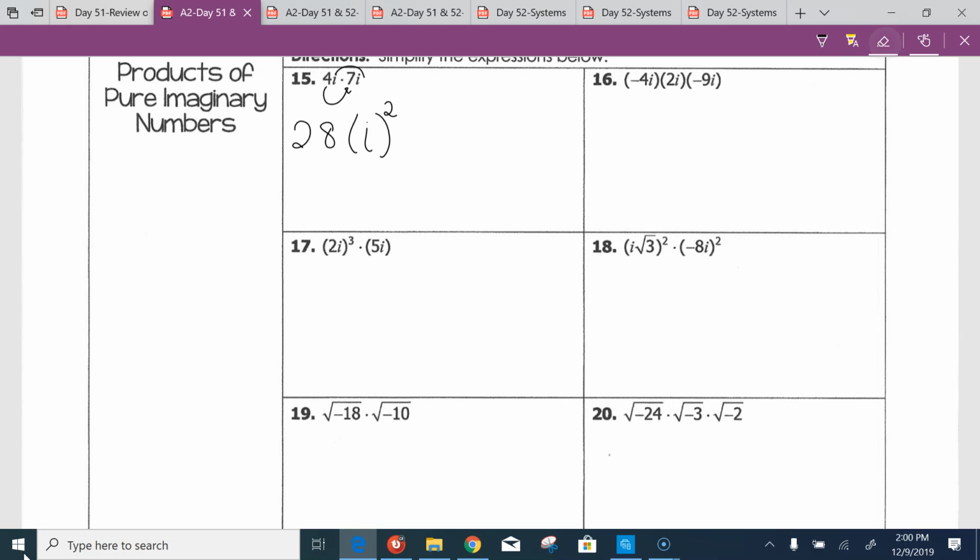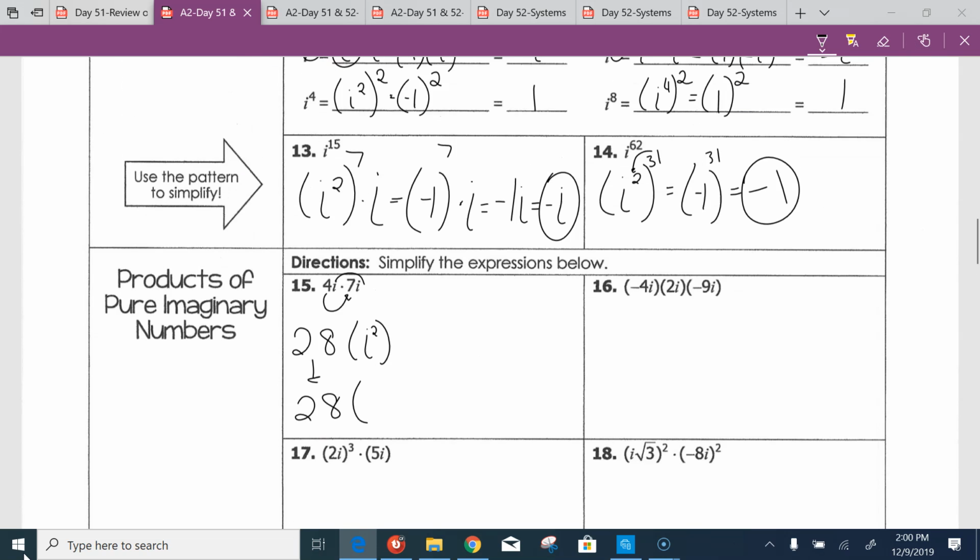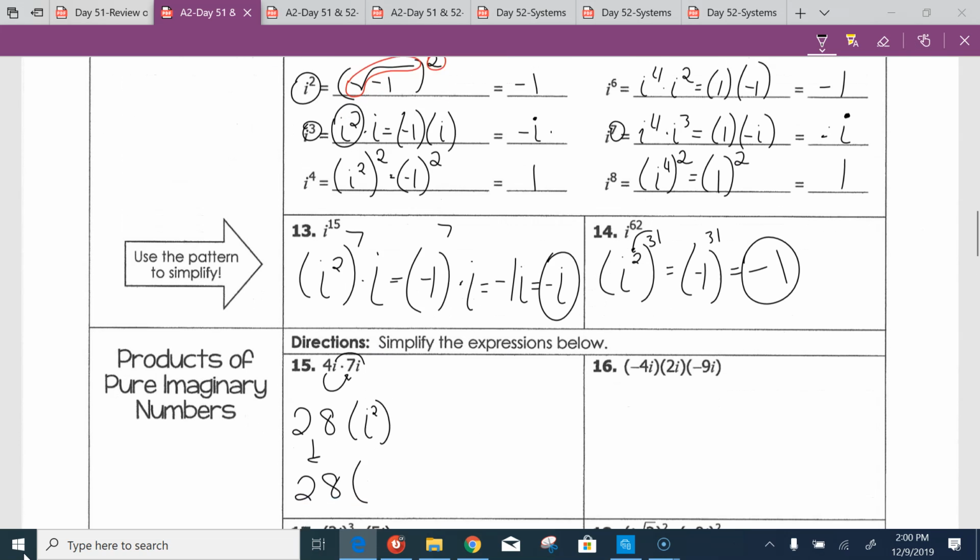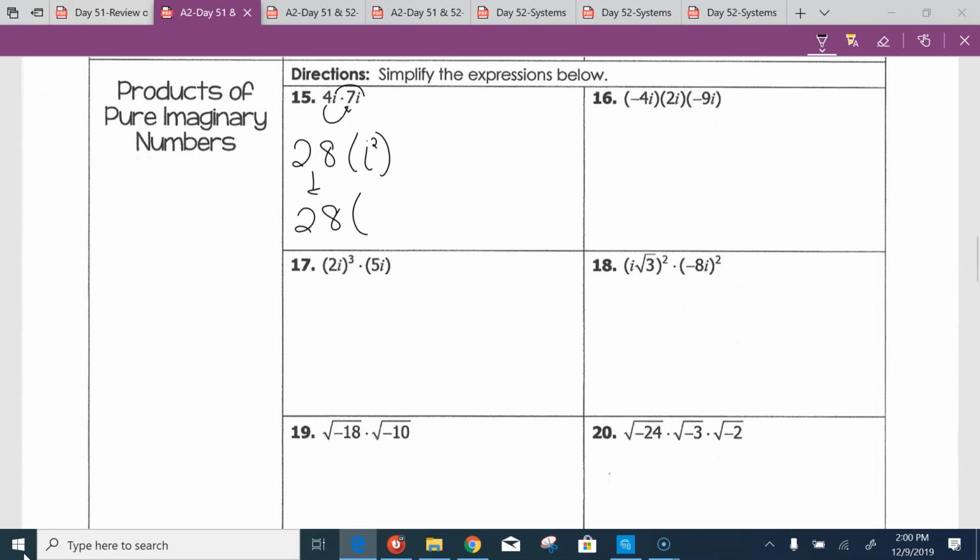Let me write that a different way: i times i is i squared, so I'll put the 2 as an exponent. So 28 is just a number. What does i squared equal? If I go back up to my chart, I see that i squared equals -1. So what's 28 times -1? -28. Simplify, easy enough.